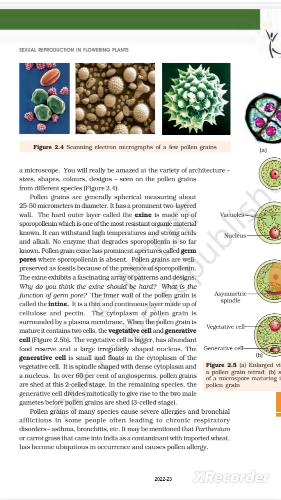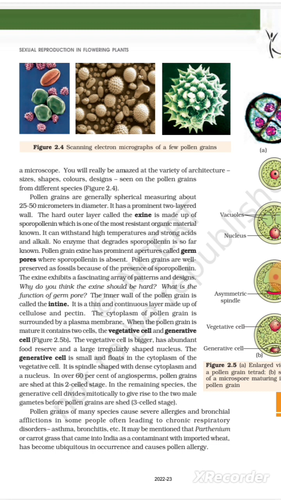In over 60% of angiosperms, pollen grains are shed at this two-celled stage. In the remaining species, the generative cell divides mitotically to give rise to the two male gametes before pollen grains are shed, the three-celled stage. Pollen grains of many species cause severe allergies and bronchial afflictions in some people, often leading to chronic respiratory disorders, asthma, bronchitis, etc.